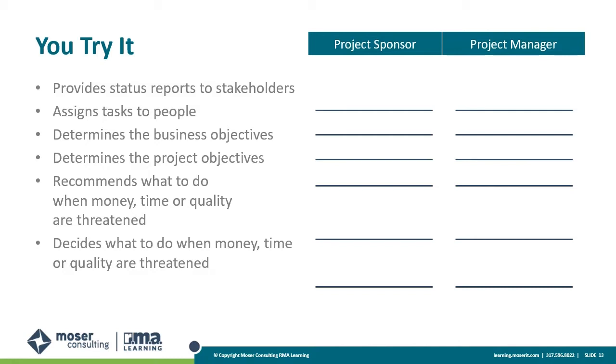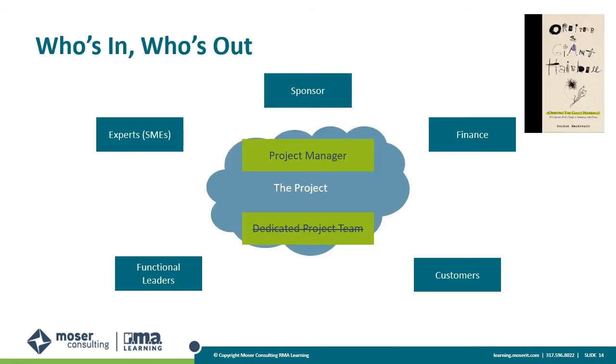Who recommends what to do when money, time, or quality are threatened? Again, project manager. Who decides what to do when money, time, or quality is threatened? The project sponsor. So we used to call the project sponsor the decider. Now you know the 3 main roles working on the project: project team members, project manager, and project sponsor.